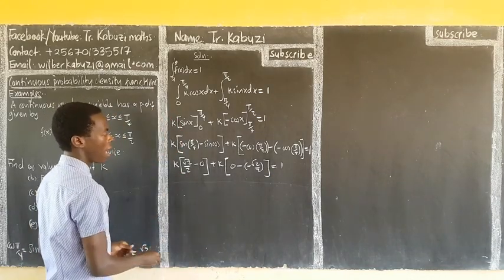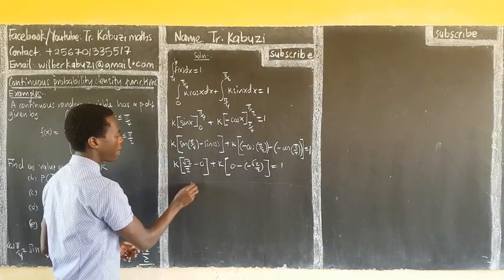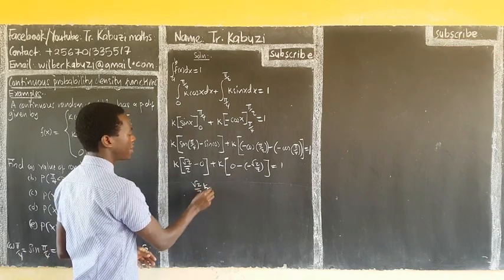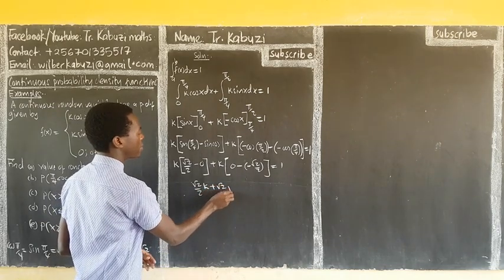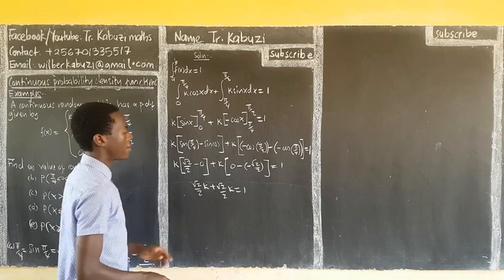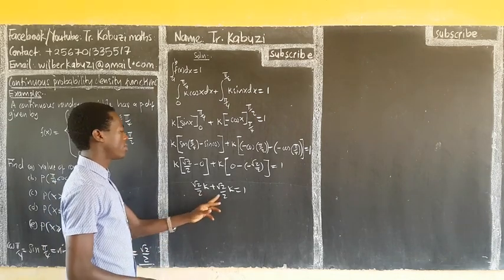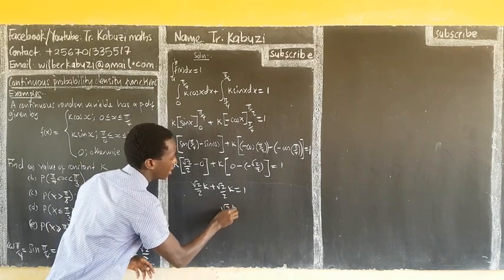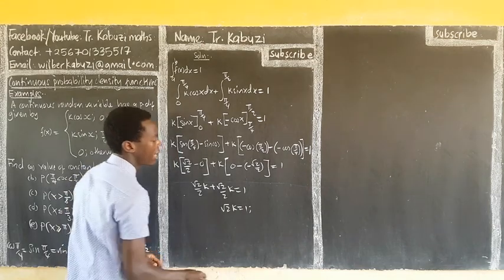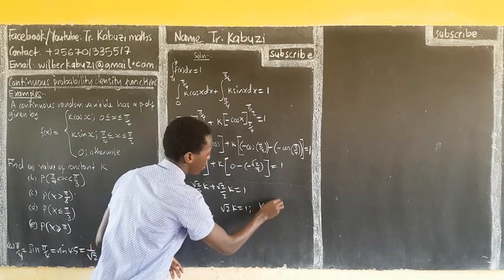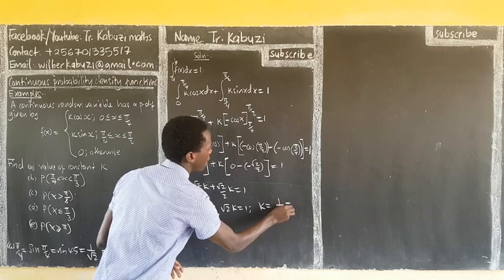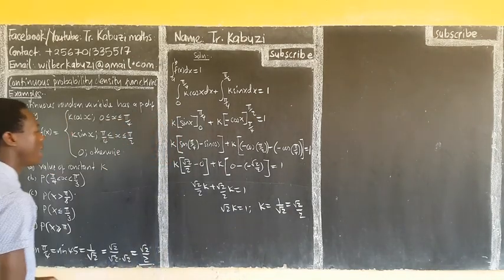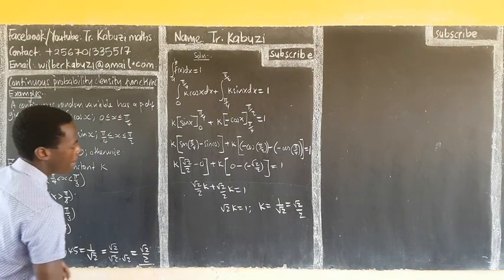So we have k times root 2 over 2. This minus and this minus will give us a positive, plus root 2 over 2, equaling 1. Then summing this, we get 2 times root 2 over 2, which is root 2, k equaling 1. Implying that our k will be 1 over root 2, but rationalized, it is the same as root 2 over 2. Then we come back and write our PDF.